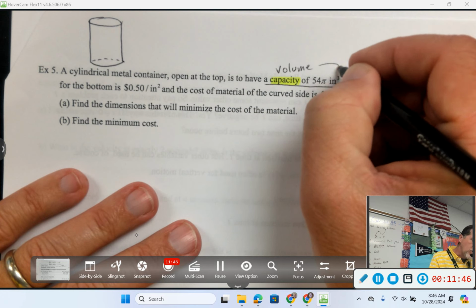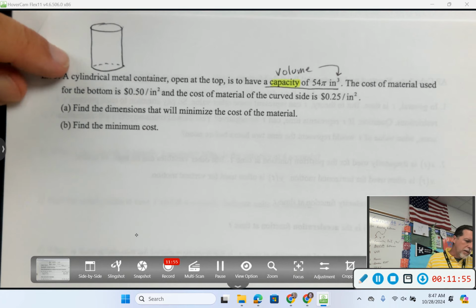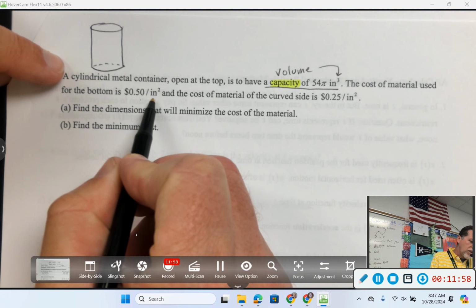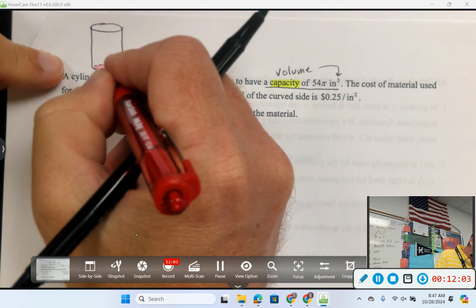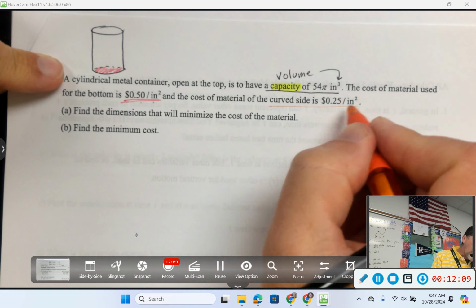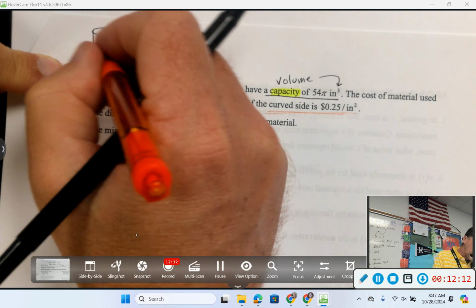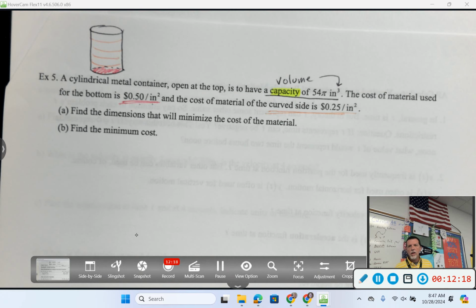Units could help with that too. Inches cubed would be volume. Capacity of 54 pi inches cubed. The cost of material used for the bottom is 50 cents per square inch. So for the bottom, it's 50 cents per square inch. And for the curved side, this stuff is 25 cents per square inch. So maybe the bottom's made out of something different. Maybe the bottom is like thicker. Who knows? Find the dimensions that will minimize the cost of the material.